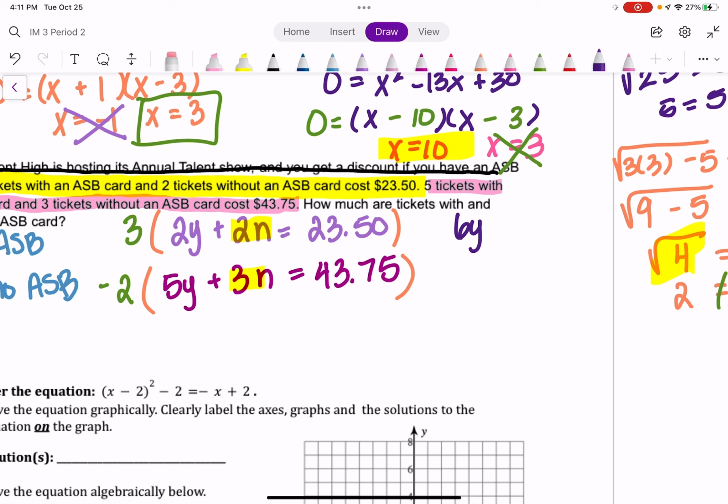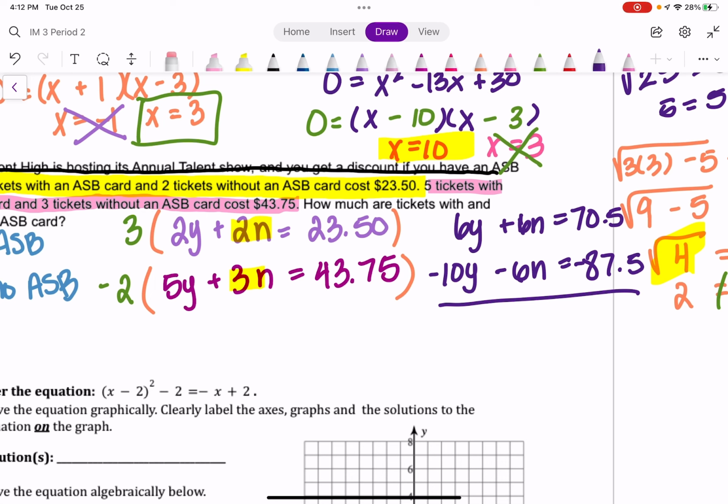So we'll have 6y plus 6n equals, let me grab a calculator. Let's see, 23.50 times 3, 70.50. Okay, then we have minus 10y minus 6n equals 43.75 times that negative 2 gives us negative 87.50. Okay, so when we add our equations together, we're going to be left with a minus 4y here. Our n's cancel. And then we're going to be left with 70.50 minus 87.50. We're left with negative 17.